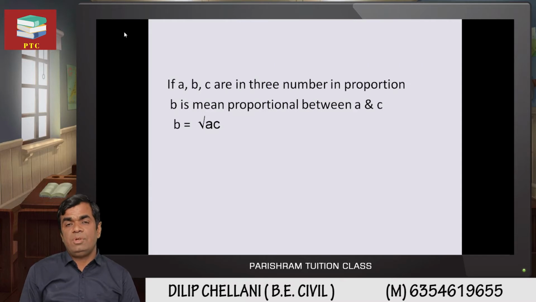Now, there may be 3 numbers in proportion or 4 numbers in proportion. If there are 3 numbers, that is A, B and C in proportion, then B is known as mean proportional of A and C. Similarly, I can calculate B, that is equal to under root of AC.